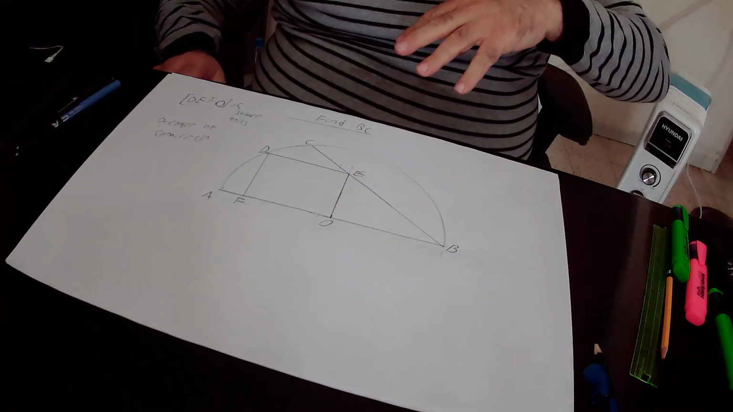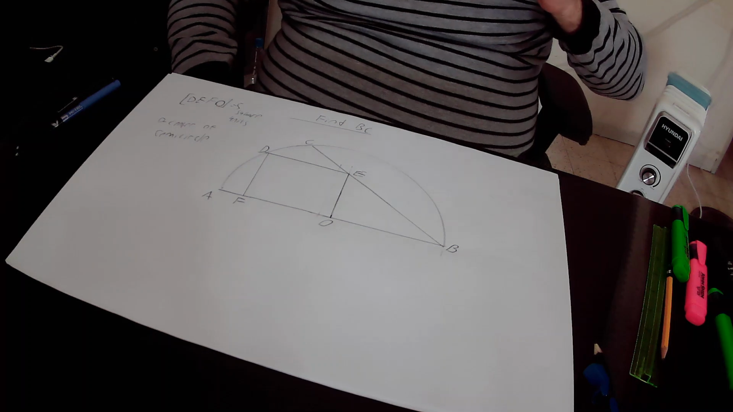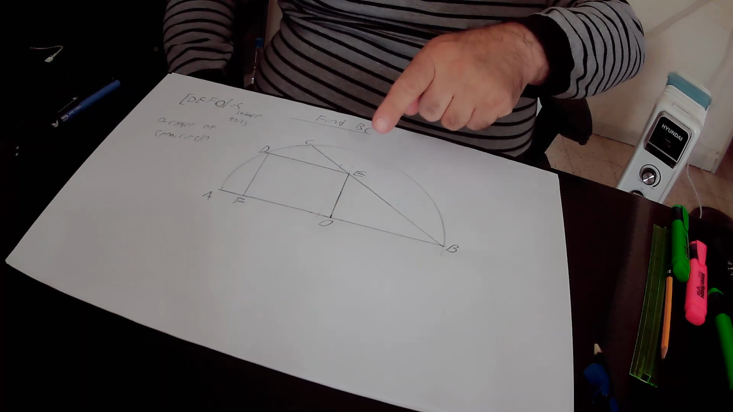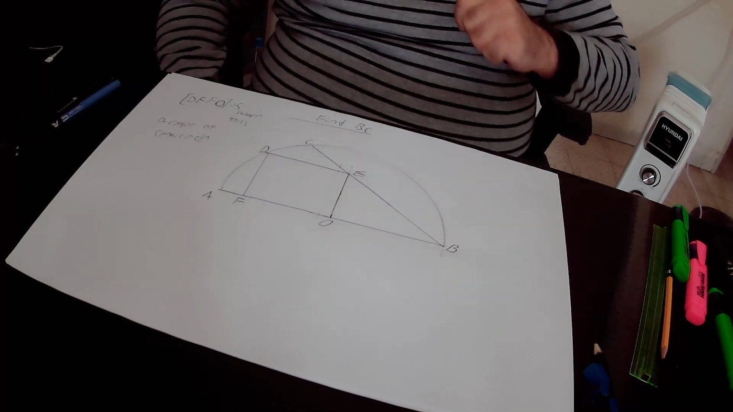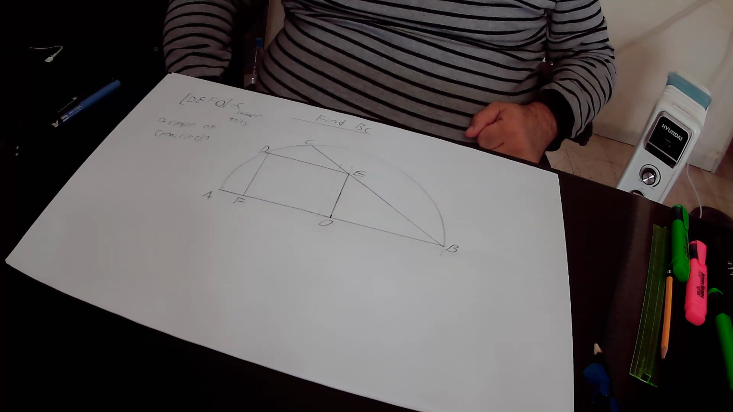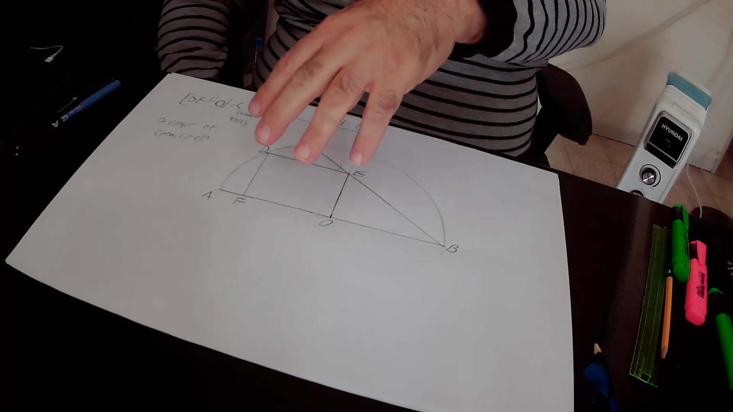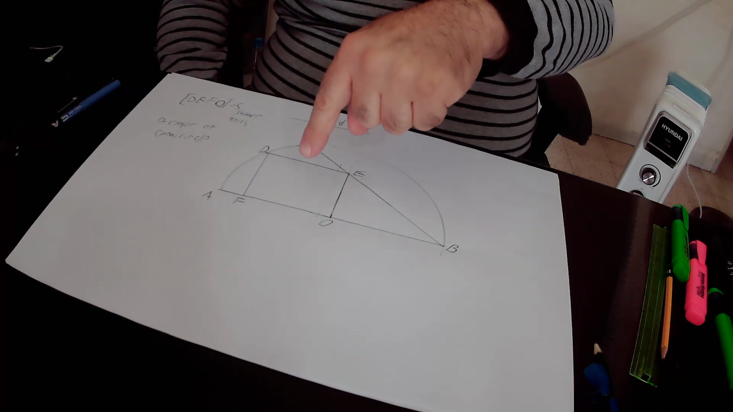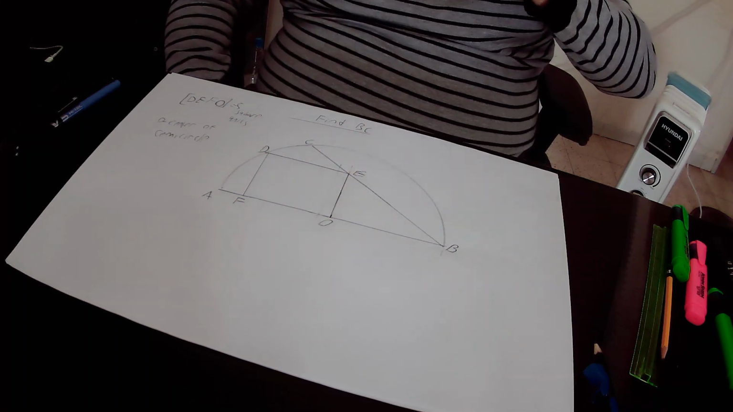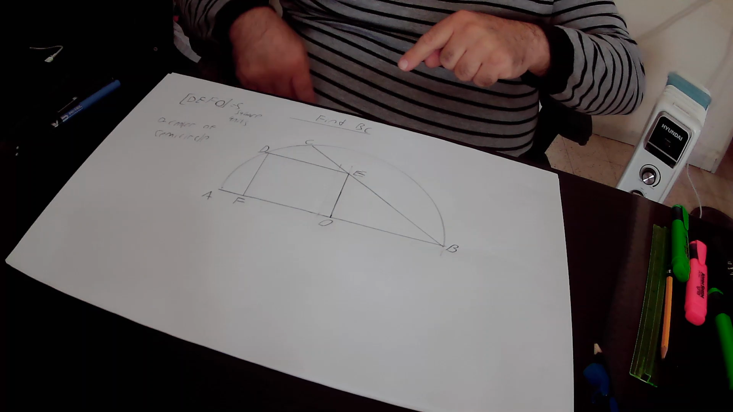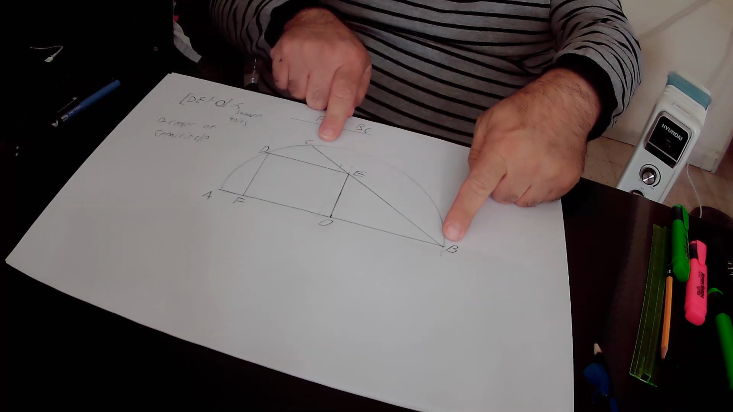Now in this lecture we will find out the length of chord CB. In the drawing we have a semicircle. We know that the center of this semicircle is at this point O. Inside this semicircle we have a square DEFO, and we know that the area of this square is equal to 5 units. And our mission is to find out the length of this chord CB.